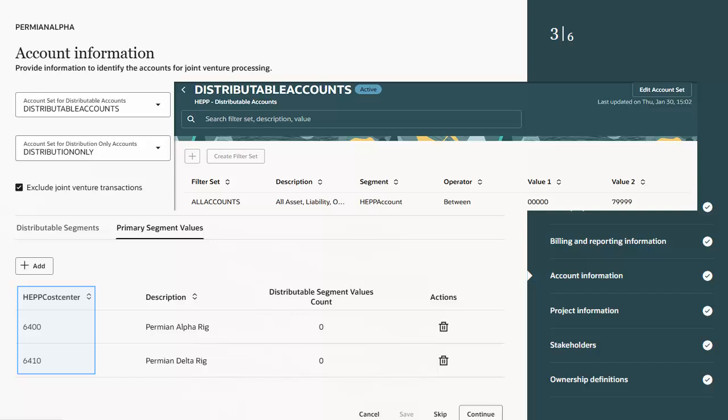Transactions where the cost center value is 6400 or 6410 have been defined as distributable on the account set named distributable accounts. These transactions will be identified for joint venture processing.